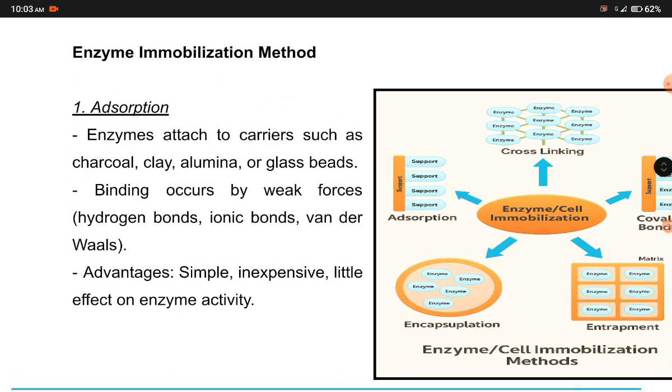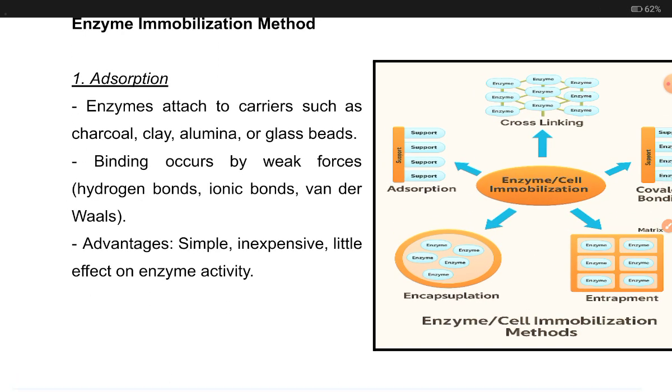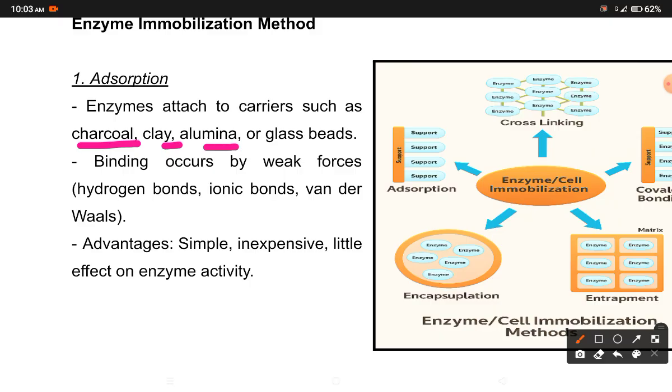So coming to the first method, that is adsorption. In this method, the enzyme is attached to the surface of carriers like charcoal, clay, alumina, or glass beads. The binding happens through weak forces here, like van der Waals forces, hydrogen bonds, and ionic bonds. For example, it's just like when you touch chalk powder, it lightly sticks to your hand, but since the bond is weak, it can easily fall off. We don't have a glue to attach the chalk powder to our hand. It's just superficially attached to our hand.